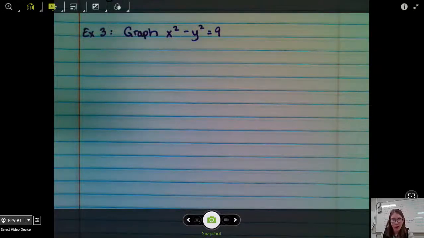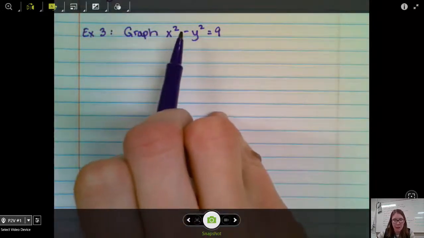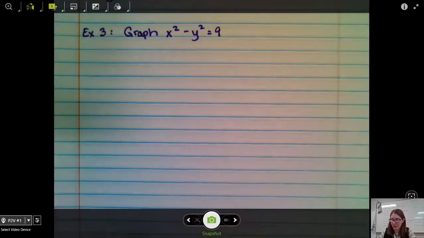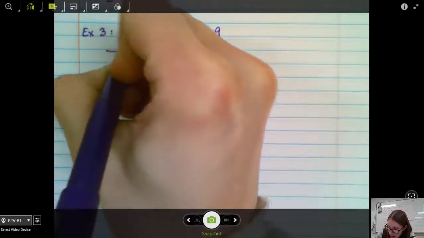Example 3, again, we are going to graph another conic section without really knowing what this looks like. x squared minus y squared equals 9. If you look at this equation, this looks different from the other two that we've graphed so far because we have the subtraction in between here. So, wonder what that's going to give us. Same process as before. Let's make a table of values to figure out what this looks like.